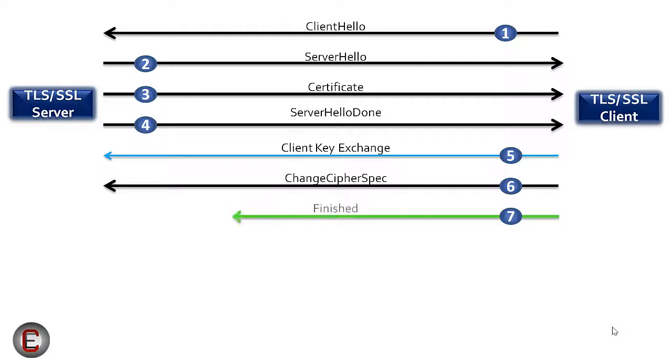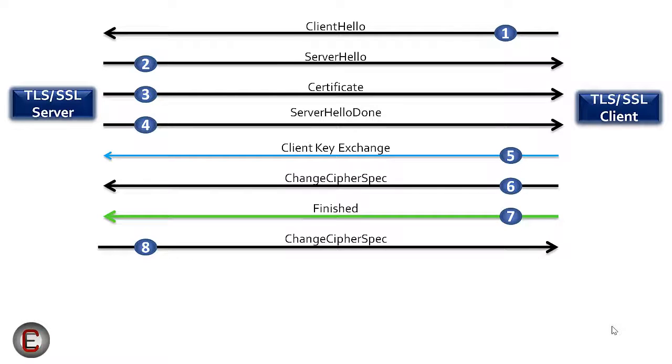The finished client message. This message contains all the previously received and sent messages. The server is expected to decrypt this successfully using the session key. The change cipher spec server message. With this message, the server also states that any traffic that follows from the server will now be encrypted.